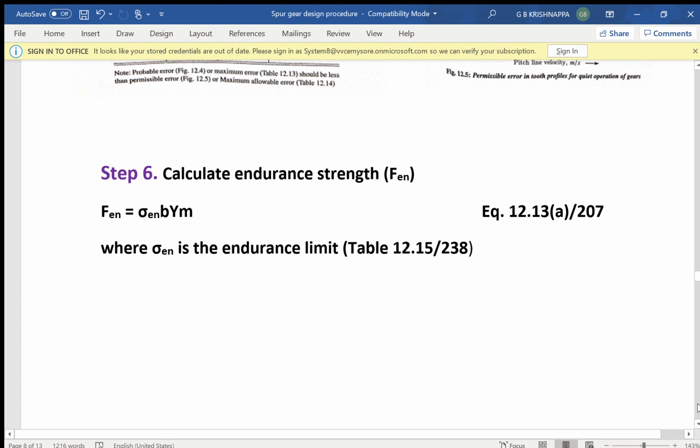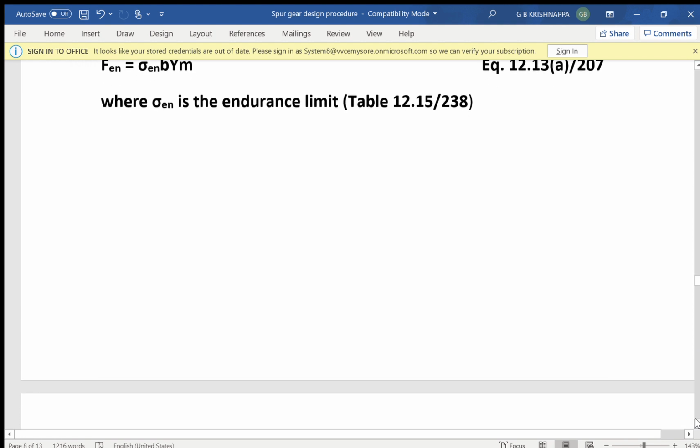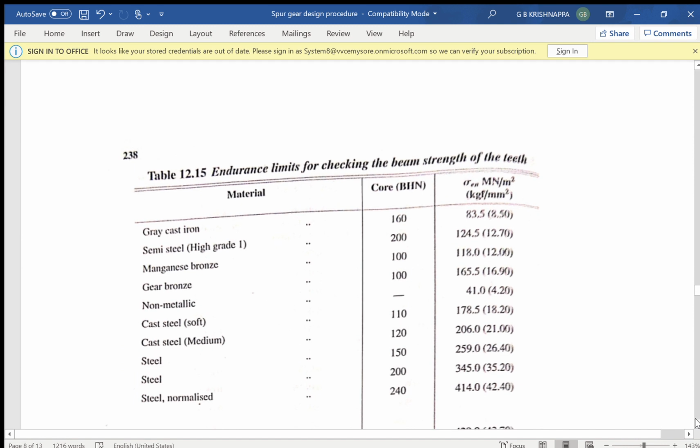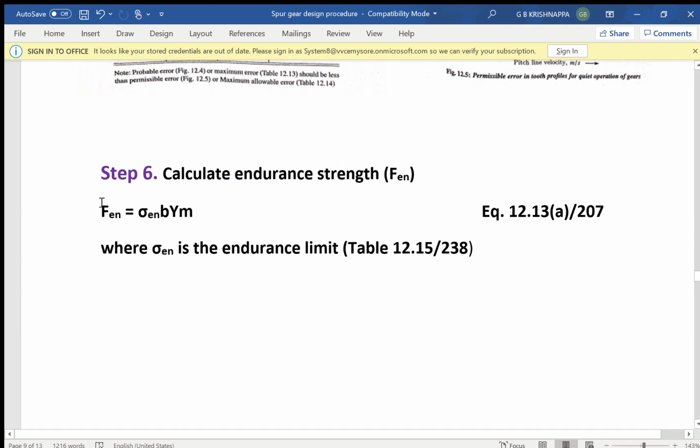Now, if the weaker member is a gear made of grey cast iron and its surface hardness is approximately, say, 150. We don't have 150 here, but 160 is nearly there, so we can take this value 83.5 as sigma En, and substitute here to find out endurance strength.